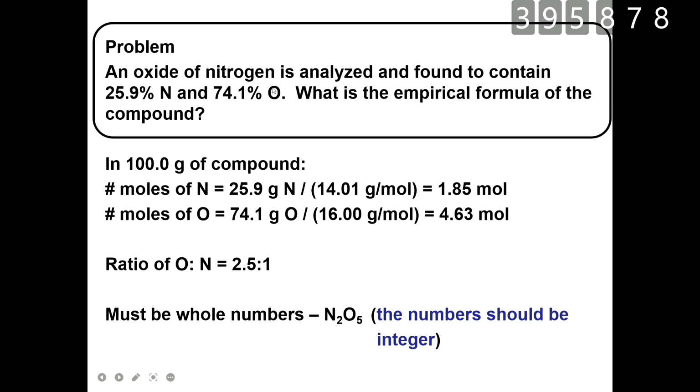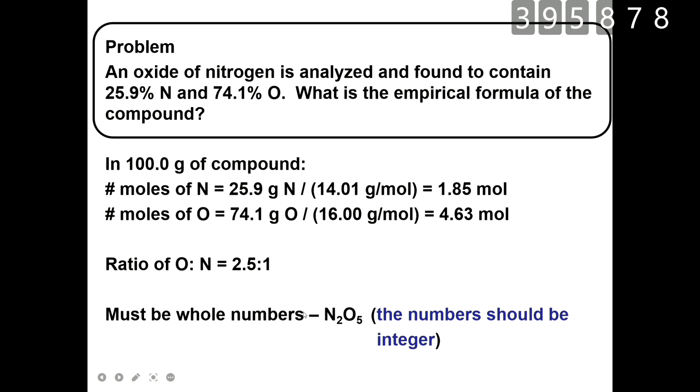So in this compound, the mole number of oxygen is 1.85, and of course for oxygen we also use the mass divided by its molar mass, right? So the ratio of oxygen to nitrogen, using this number divided by this number, you get 2.5 to 1. It must be whole numbers. So it should be N2O5, because the numbers should be integers.